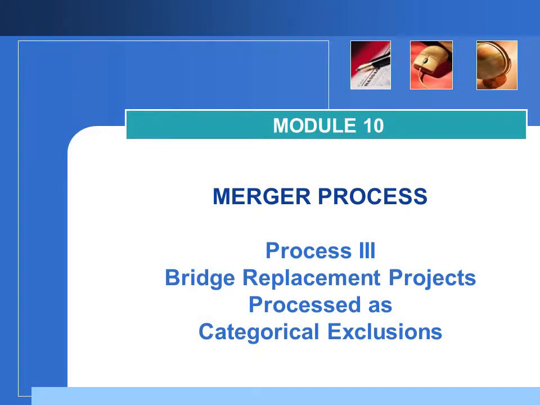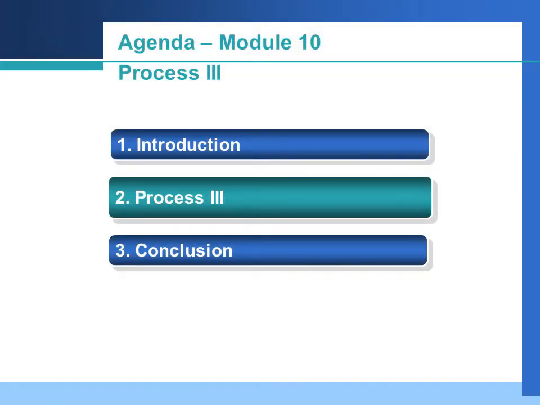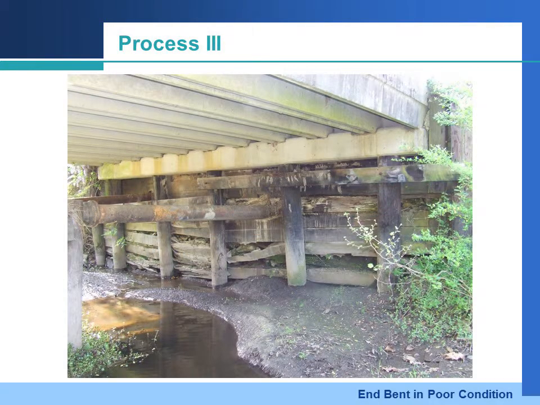Process 3 is the merger process for bridge replacement projects that are processed as categorical exclusions. Module 10 will cover all steps in Merger Process 3. Process 3 is the least complex of the merger processes. If the project is a replace-in-place only bridge project in existing right-of-way and with an off-site detour, then involvement in the merger process should not be needed.